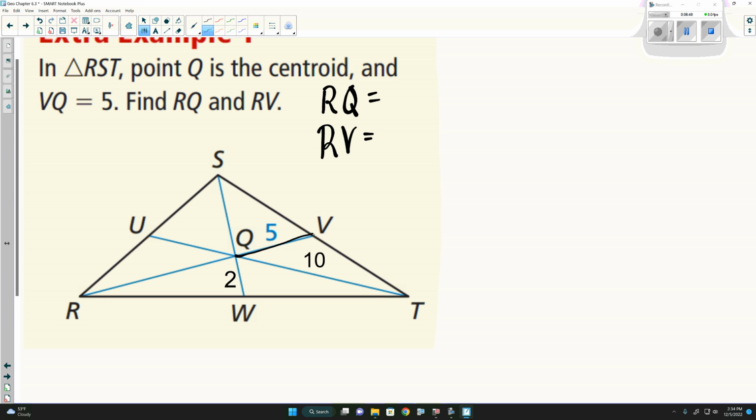Yes, because big is equal to twice the smaller. So 2 times 5 is 10. So RQ is 10. And since we have the small and the big, we have the whole. We can add them together to get 15.